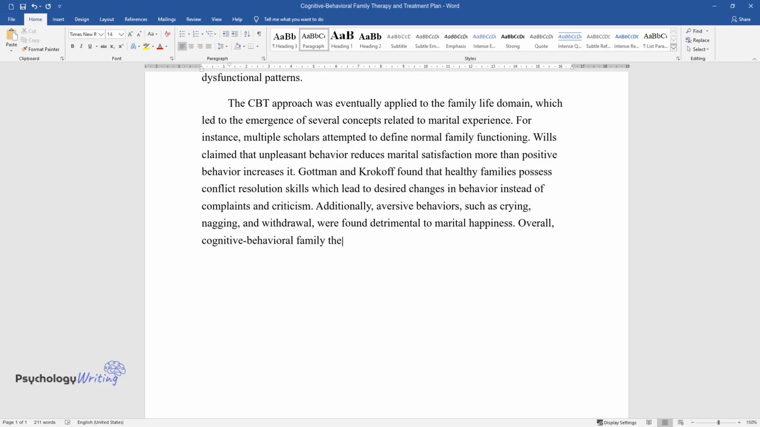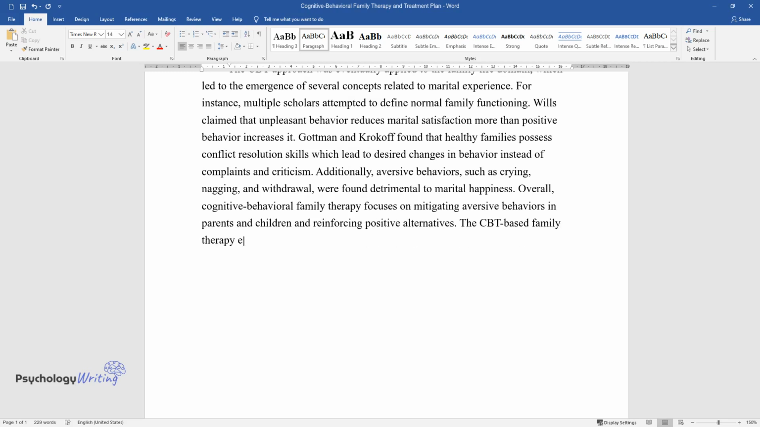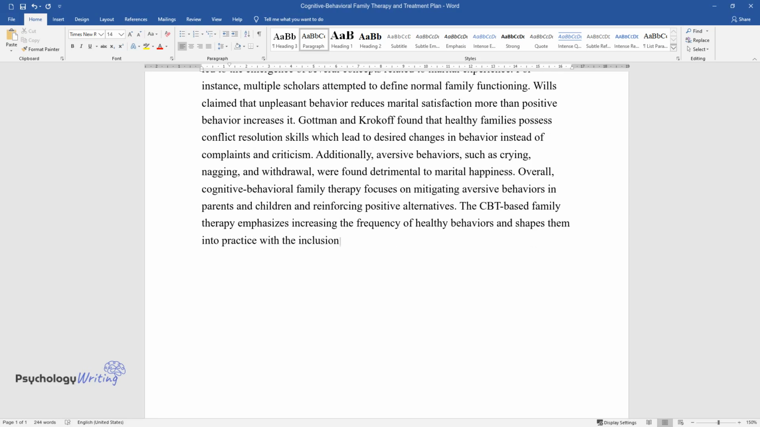Overall, cognitive behavioral family therapy focuses on mitigating aversive behaviors in parents and children and reinforcing positive alternatives. The CBT-based family therapy emphasizes increasing the frequency of healthy behaviors and shapes them into practice with the inclusion of all family members in the treatment process.